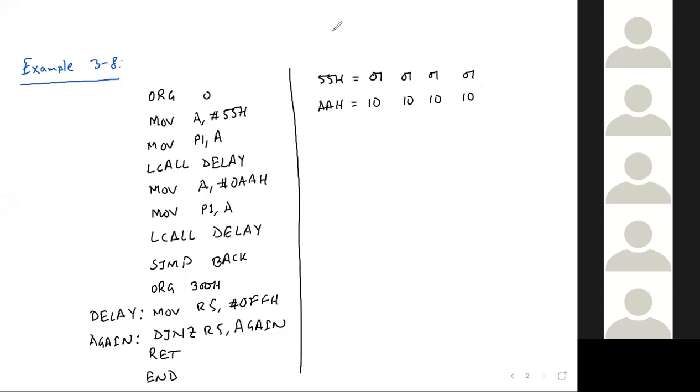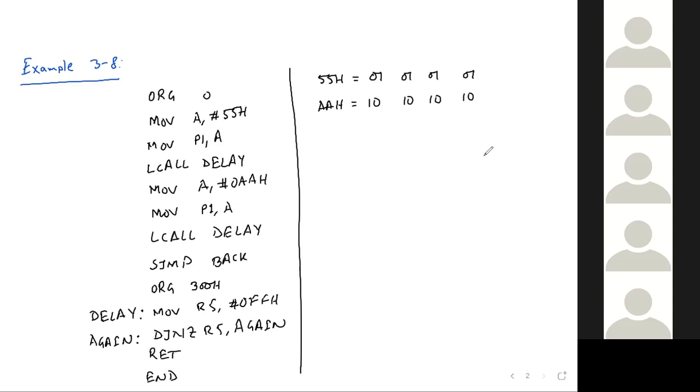Okay, let me start explaining. Over here, initially the question is toggle all the bits of port 1. That is the main question. Toggle all the bits of port 1. We have not yet discussed ports. We will discuss it in chapter 4.